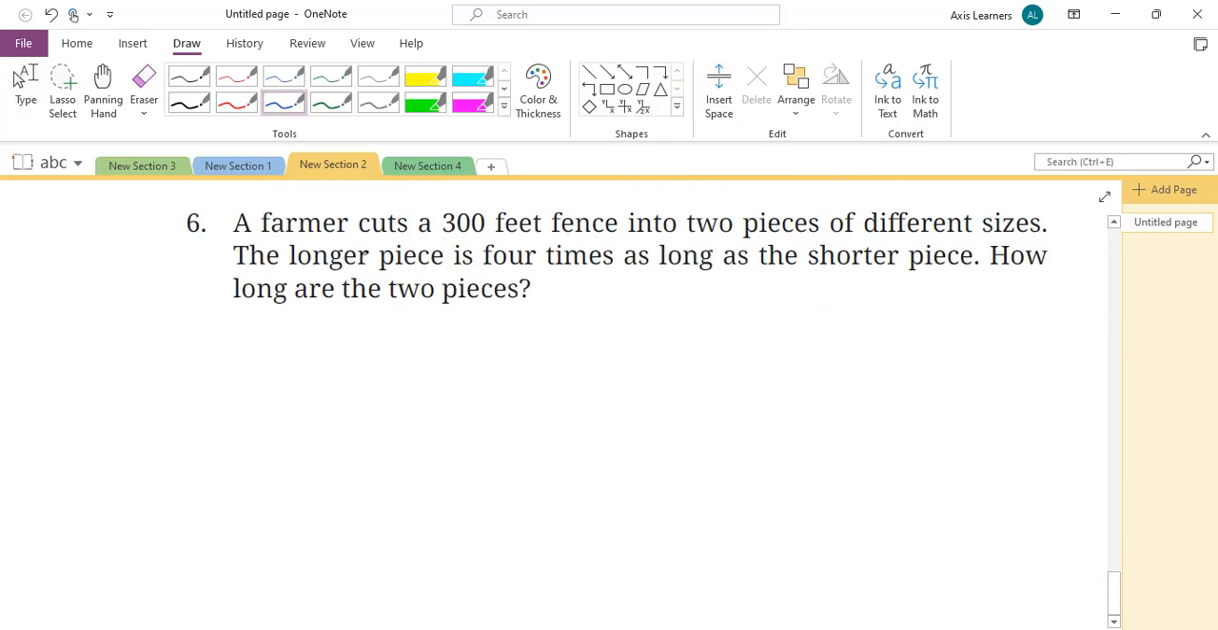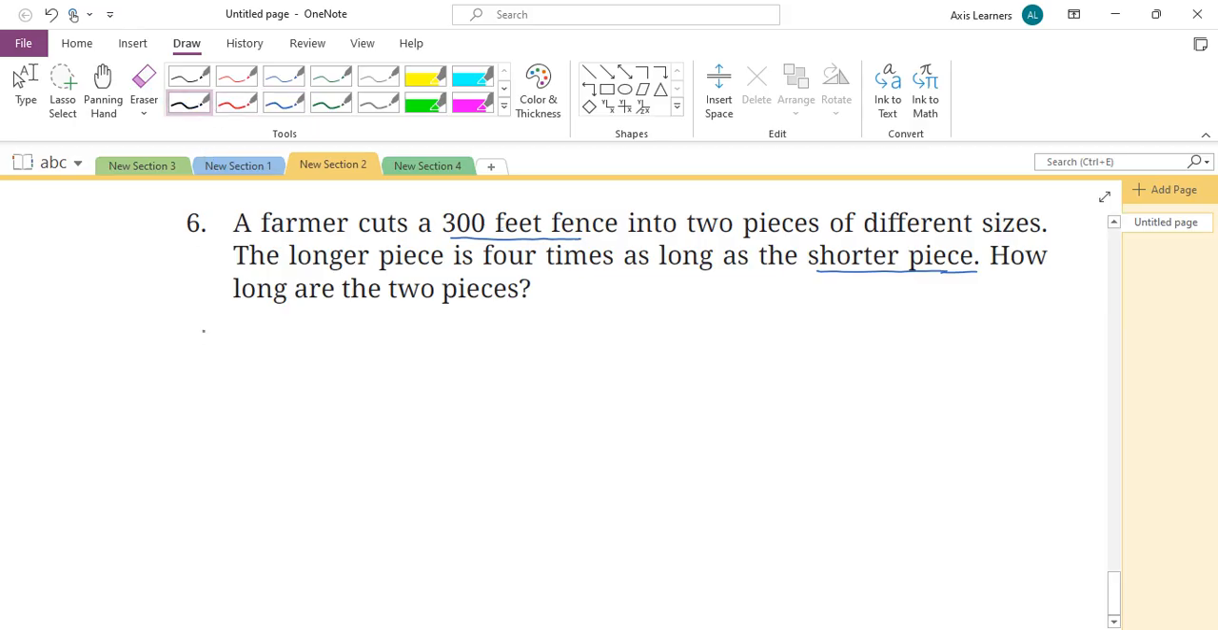Look at the sixth one. A farmer cuts a 300 feet fence into two pieces of different sizes. So we don't know about the sizes, but we know the total length. Total length of the fence is 300 feet. Okay, the longer piece is 4 times as long as the shorter piece. So they are comparing the longer piece with the shorter one. So we can define the shorter piece as x. Then it is easy to find the answer.